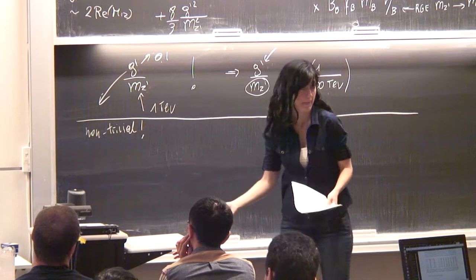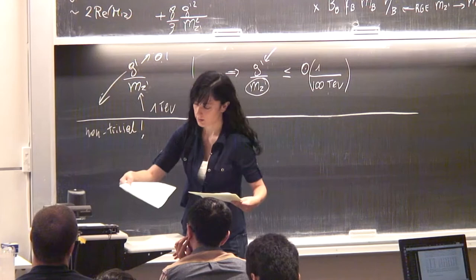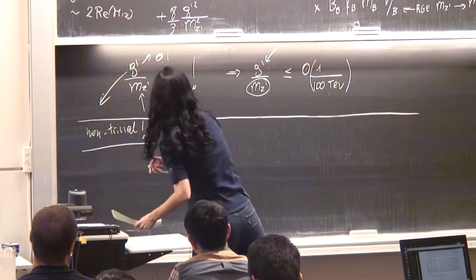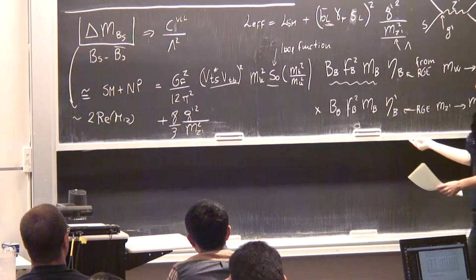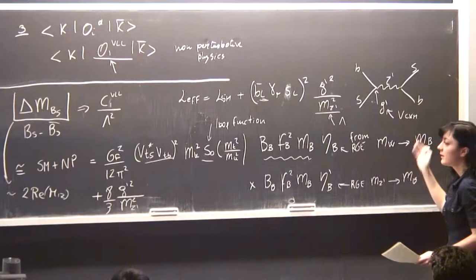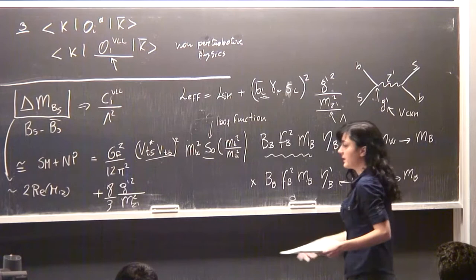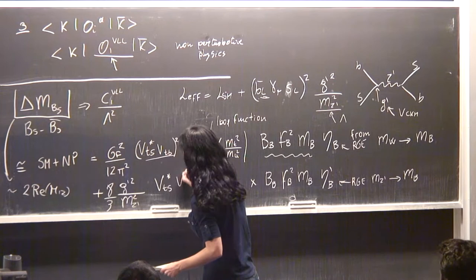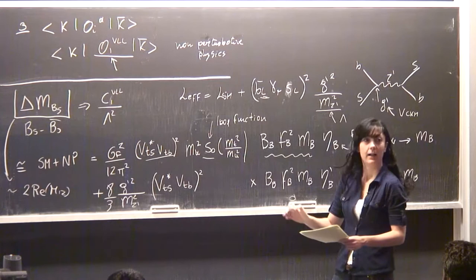So let me show you something. Let's suppose now that in this diagram here, instead of having a G prime dependence, so an electric coupling, we have also some dependence on the VCKM, similarly to what we have in the standard model here. If we put here the same CKM structure, VTS, VTB squared.